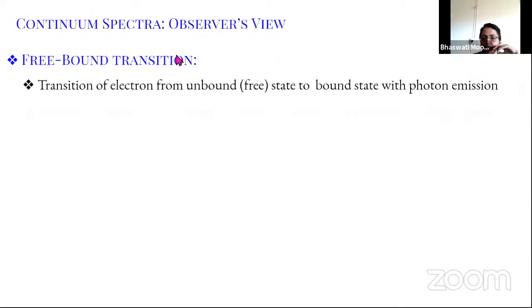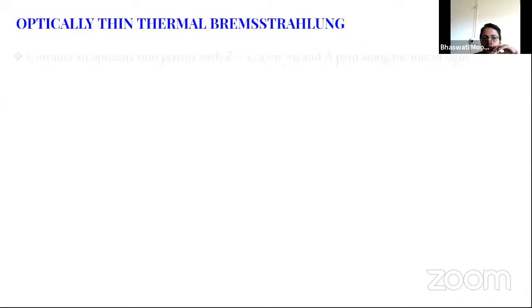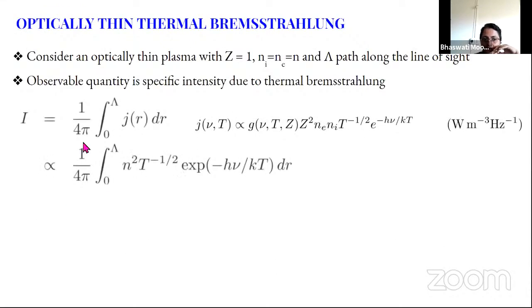Now look at the limits of the integral, 0 to lambda. Lambda is the length into the medium from which we are receiving this emission. So alpha nu is not involved, because we could neglect alpha nu as we have assumed the medium to be optically thin.